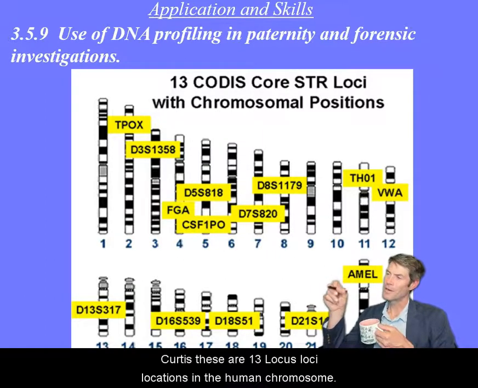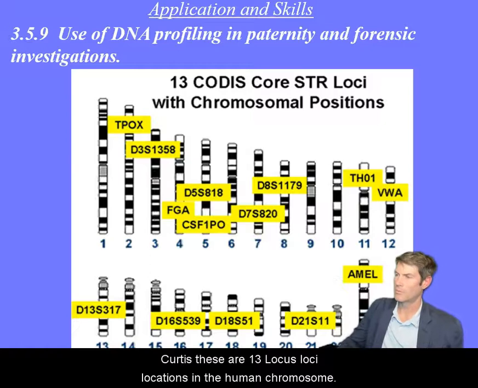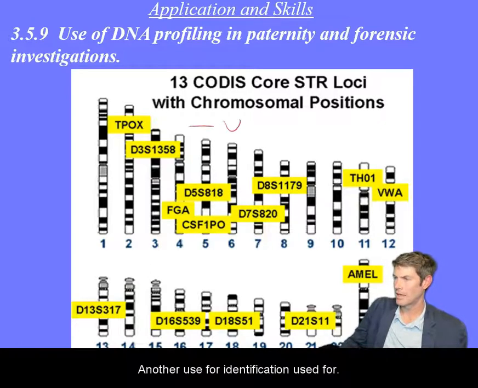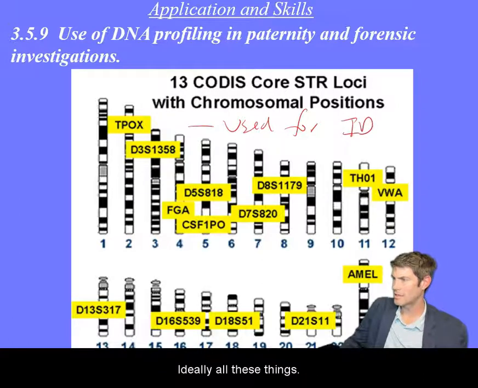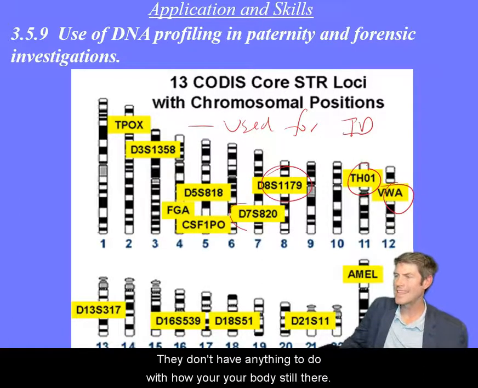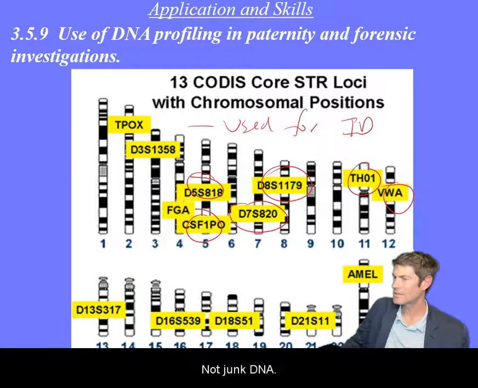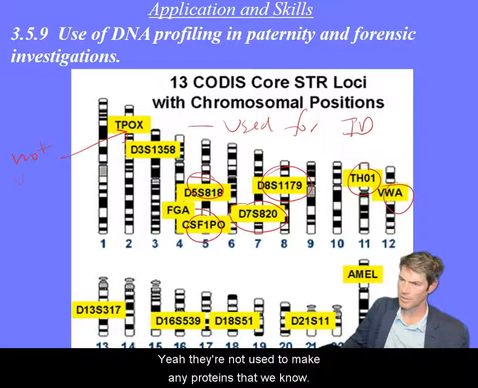Anyway, CODIS, these are 13 loci, locations in the human chromosome. They're used for identification, used for ID. And all these things, they don't have anything to do with how your body, so they're not junk DNA, but they are not used to make any proteins that we know of.